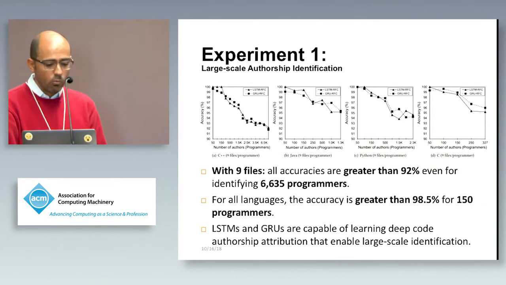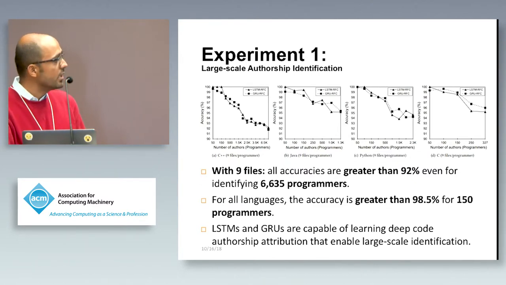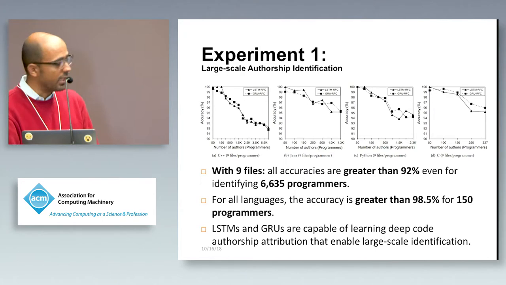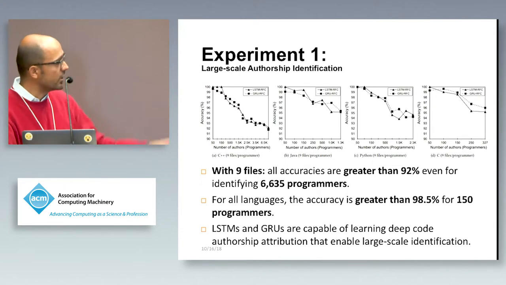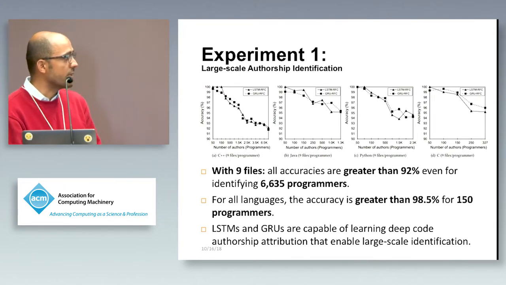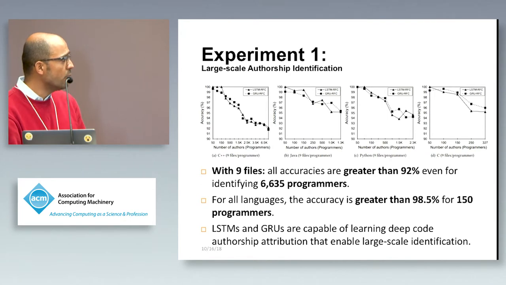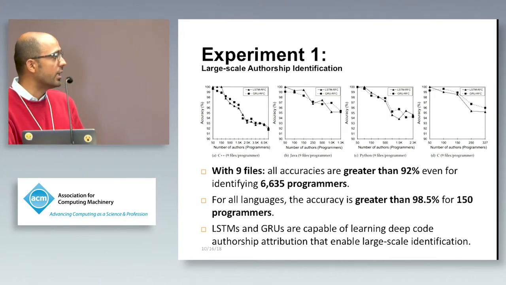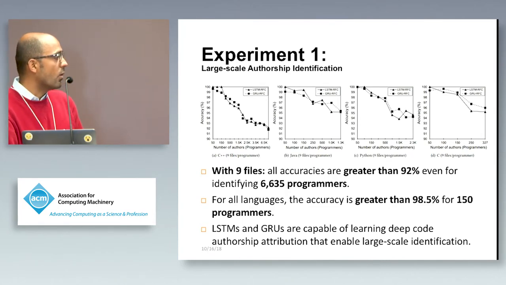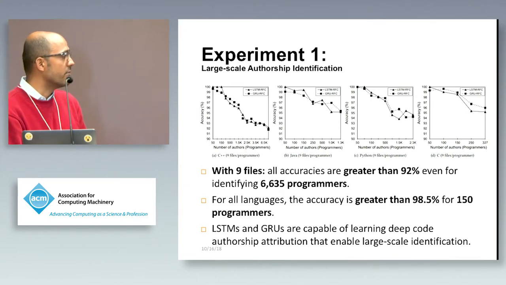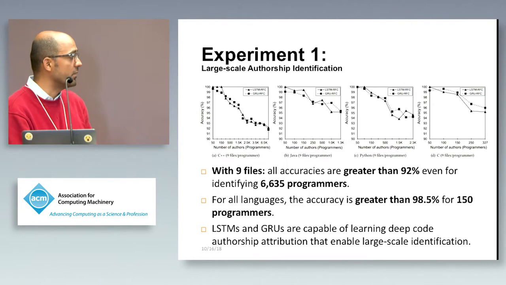The objective here is to find out the accuracy of the system as we scale the number of authors. If you look at the different snippets for the different results, on the x-axis we have the number of authors, and on the y-axis the accuracy for different programming languages: C++, Java, Python, and C. What we have seen is that the accuracy is always greater than 92%, even for identifying the largest among those programmers. And for all languages, accuracy is greater than 98.5% for about 150 programmers, which is the middle of the bulk of the experiments done in the literature.